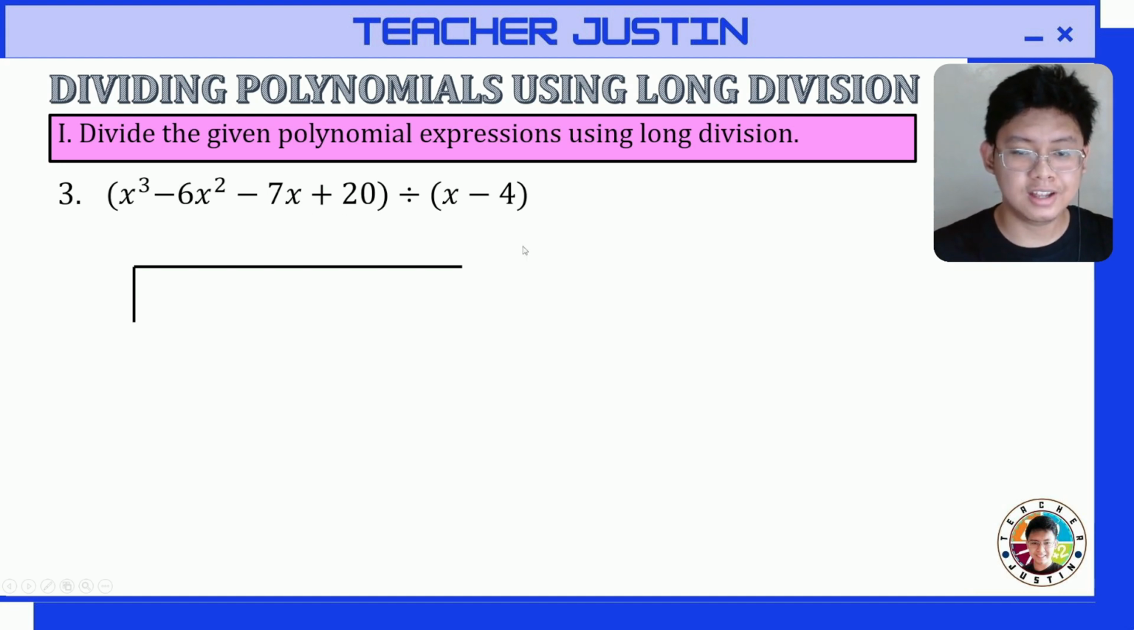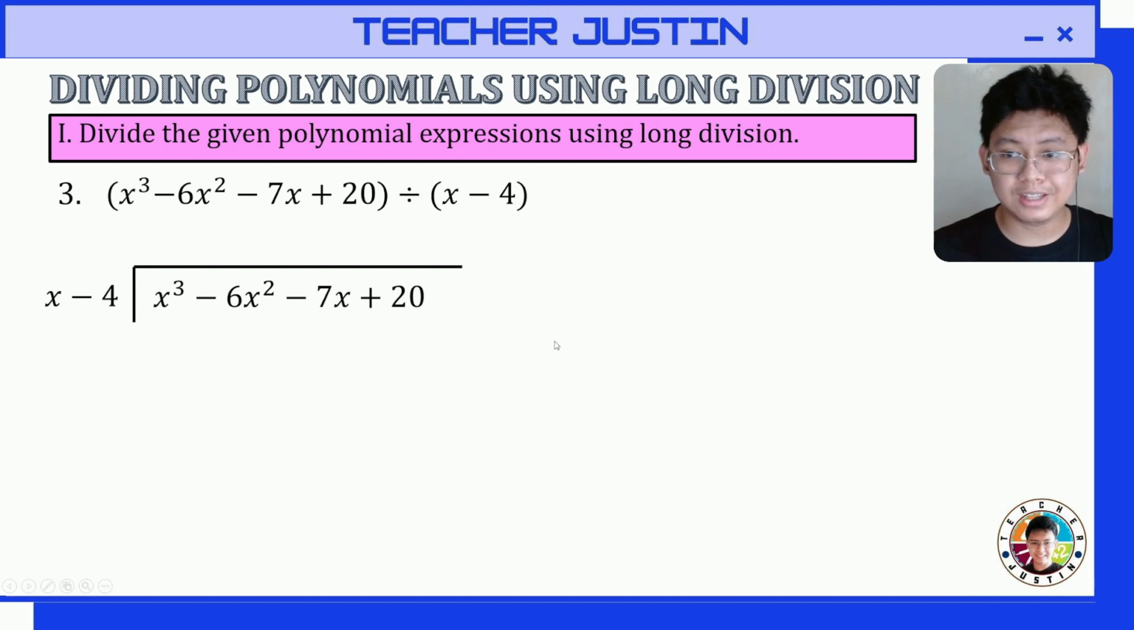We place it inside our long division. Then the divisor will be the second polynomial, which is x minus 4, and we place it outside our long division. Now, let's start dividing. What we will do is divide the first term by the first term.